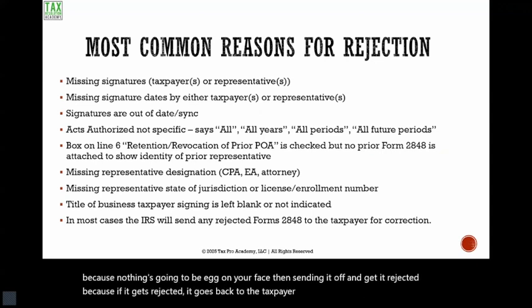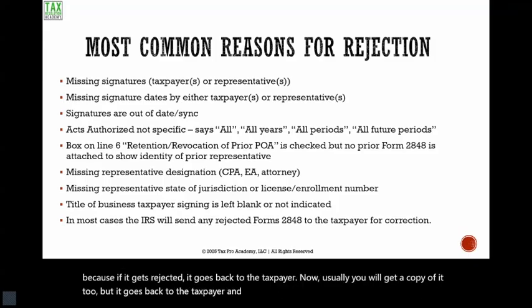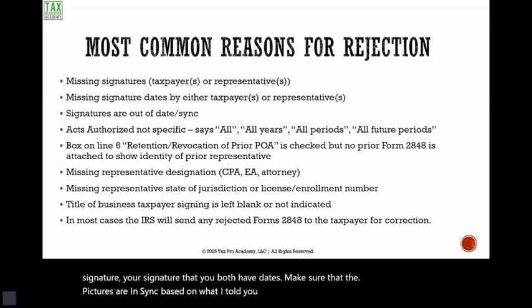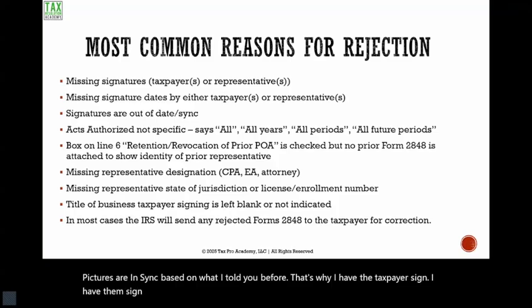Now, usually you will get a copy of it too, but it goes back to the taxpayer and it makes you look silly. So make sure it's got their signature, your signature, that you both have dates. Make sure that the signatures are in sync based on what I told you before. That's why I have the taxpayer sign. I have them sign and then I sign, and that has to be within 45 days. Otherwise, if you do the other way around, then there is no limit.